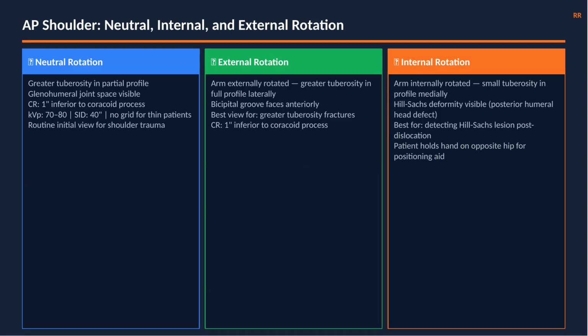Internal rotation. The arm is internally rotated. The patient places their hand on the opposite hip. The small tuberosity comes into profile on the medial side. Best for detecting the Hill-Sachs deformity, a notch or flattening on the posterolateral humeral head that results from the humeral head impacting the glenoid rim during anterior dislocation.